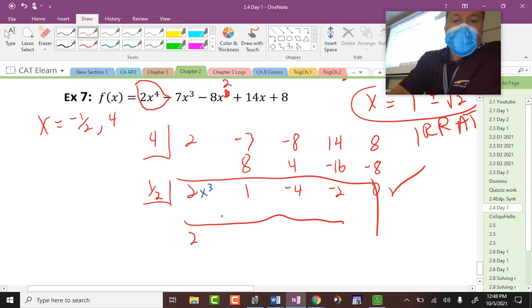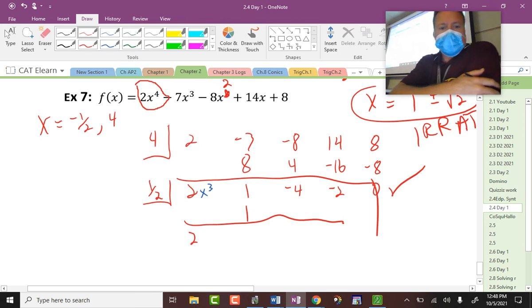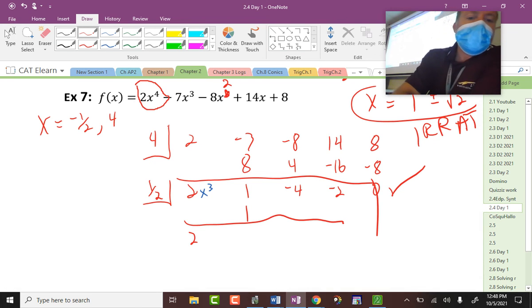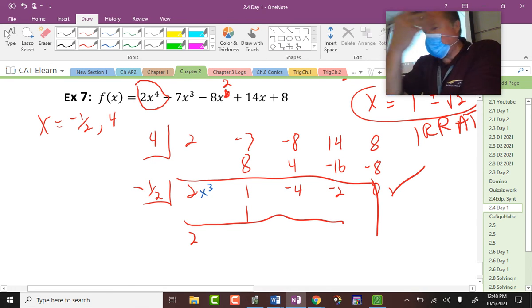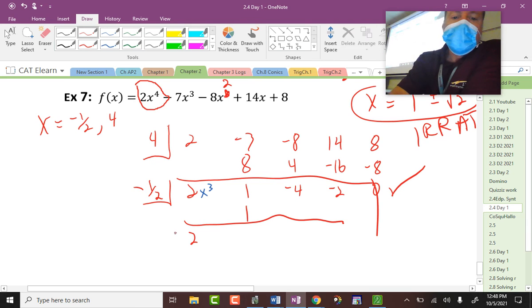Bring down the 2. Half of 2 is 1. 1 plus 1. Wait a minute. This is different than... Oh, it's negative a half. Oh, thank goodness. Woo! I knew something was going wrong there. Half of negative 2 is negative 1.